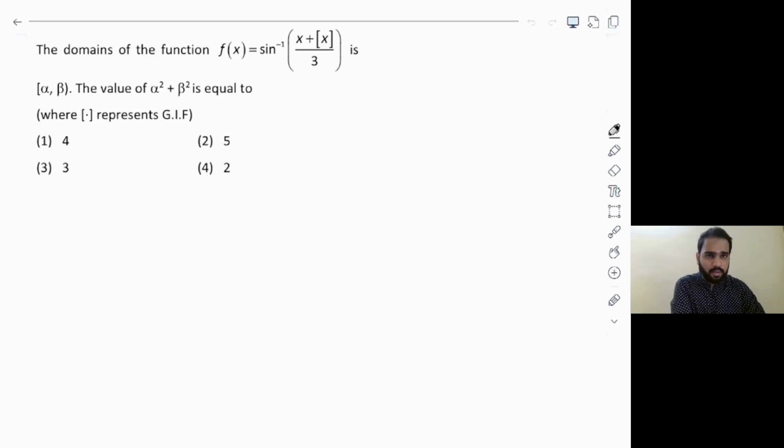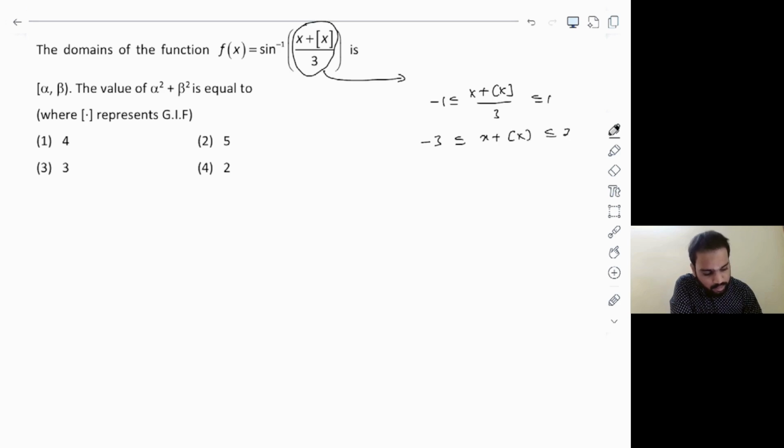Look at this question. This is a question from 6th April morning shift, and it is almost a similar question which we have discussed in one of the previous videos also, but with a slight change. Let's try to see the concept again for this one. Just by looking at the question, it's very clear that we just need to make sure this is lying between -1 to 1. That is, (x + [x])/3 lies between -1 to 1. And you can cross multiply, and what you get is -3 ≤ x + [x] ≤ 3.